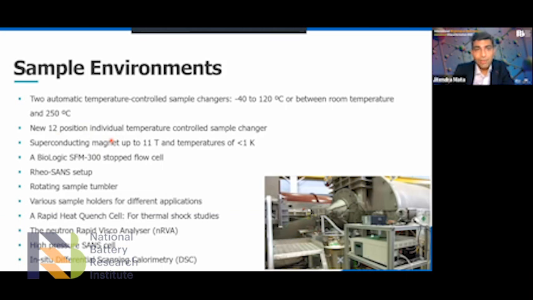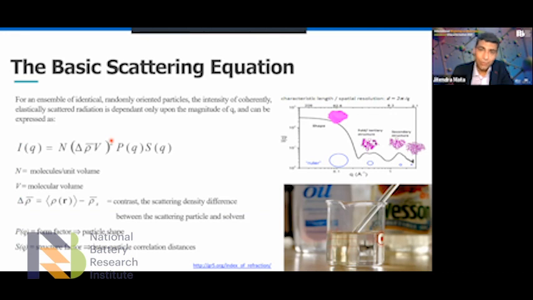Now, I will show you this basic equation. I don't want to bore you, but before I go on to the example I want to show you today, I thought I'll give you this one equation. Believe me, there are lots of equations in small angle scattering, but I'm just going to give you this example. It says the intensity is proportional to the contrast squared times P of Q, which is a form factor, and S of Q, which is a structure factor.